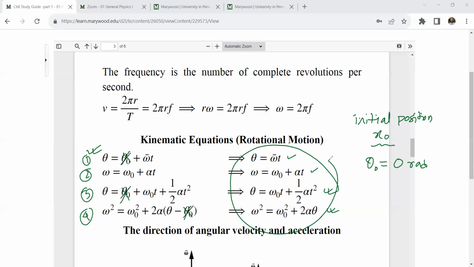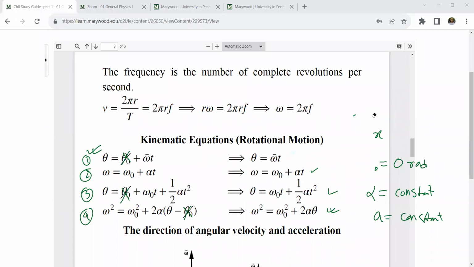Again, these kinematic equations are only valid when the objects are moving in a circular motion. I mean, when the object rotates at some constant angular acceleration. So alpha needs to be constant, similar to a being constant for linear motion. Okay, all right.